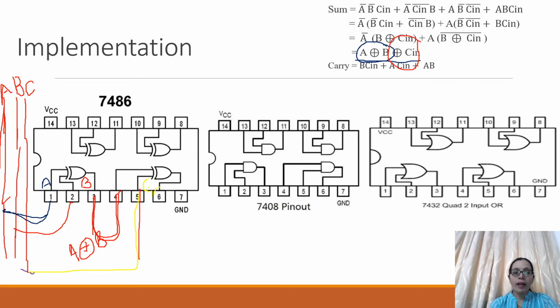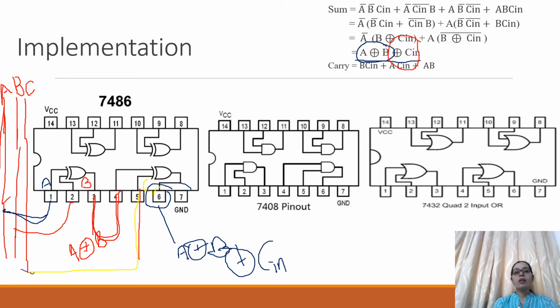Therefore, the output that we obtain at the sixth pin is now A XOR B XOR C in. So this is the way the sum is implemented, and to this sixth pin what you will connect is an LED. So this is how the sum is implemented.